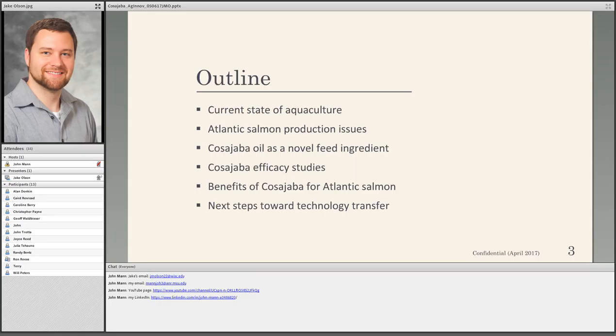A brief outline for today. I'm going to go over a little bit of the current state of global aquaculture for those who may not be familiar, and some of the production issues around our focused market right now, which is Atlantic salmon. Then a little bit more about Cosajaba oil as a feed ingredient, some efficacy studies, and some benefits for salmon, and some steps in our technology transfer process.